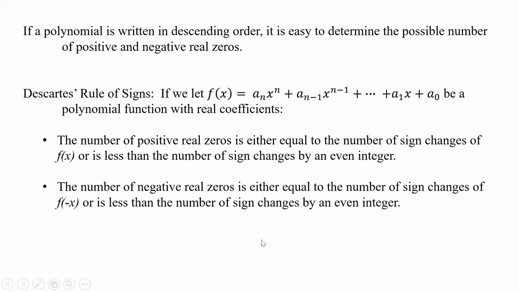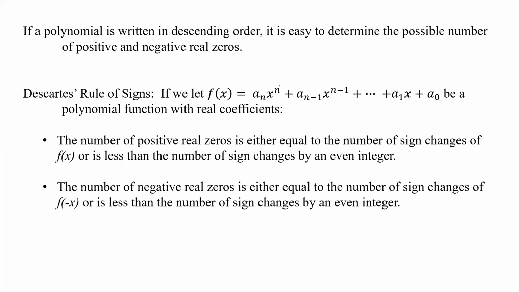All right. So if a polynomial is written in descending order, which is how we always really want to write it, it's easy to determine the possible number of positive and negative real zeros. And this is by Descartes' rule of signs. So if we let f of x equal our normal polynomial written with n and n minus 1 and so on, and it's a polynomial with real coefficients, the number of positive real zeros is either equal to the number of sign changes of f of x or less than the number of sign changes by an even integer.